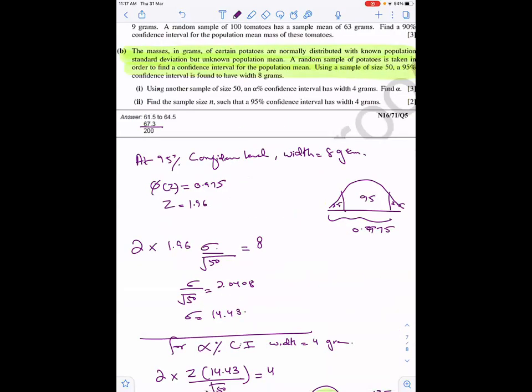Then they're saying find the sample size n such that a 95% confidence interval has width 4. This is easy.